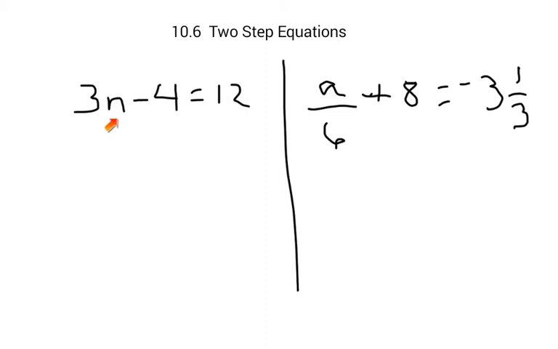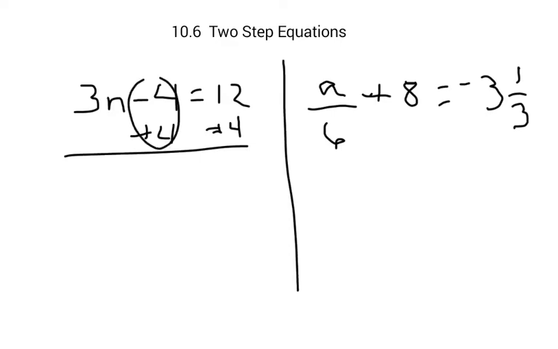So if you knew what n was, you would multiply by 3 and then subtract 4. So you have to go in reverse order. So we have to undo the subtracting 4 first, and the opposite of that would be to add 4. So it's important that you record what you're doing. You have to show your work on this. We're going to add 4 on both sides.